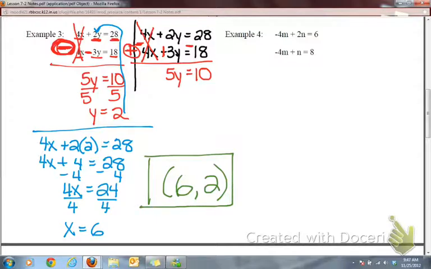Okay, so let's try example 4. I think this one, it might be real nice to do that changing that we talked about.